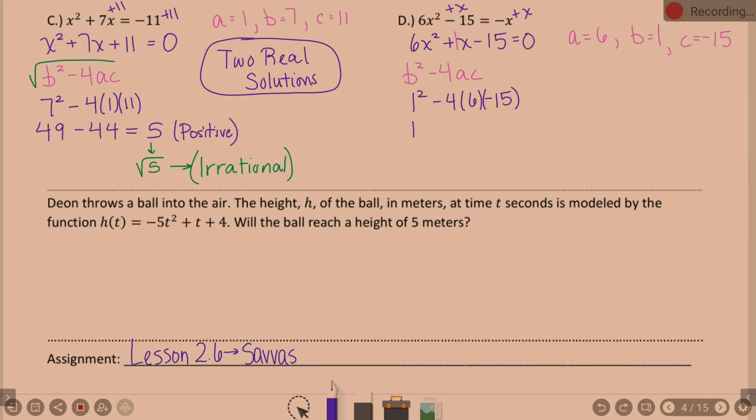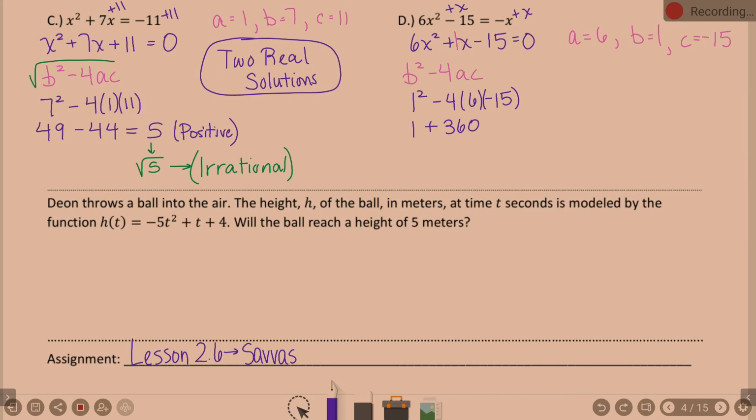4 times 15 is 60, and then 6 times 60 is 360. Now, did you say negative or positive? Negative. Oh, it's positive. Negative 4 times negative 15 is going to make it a plus.